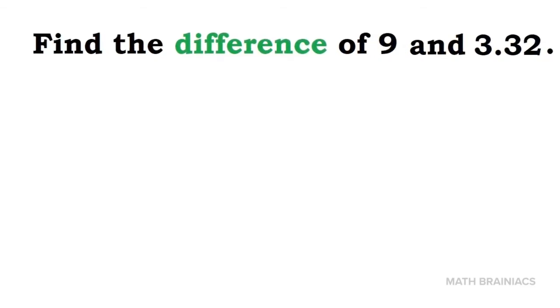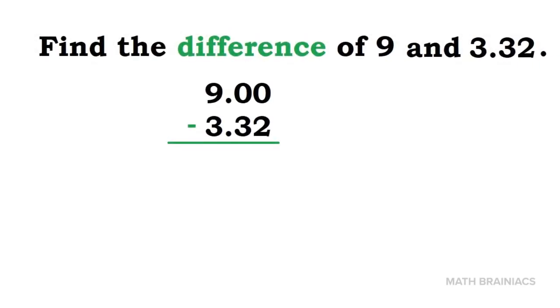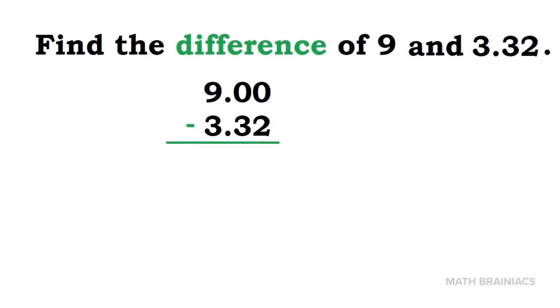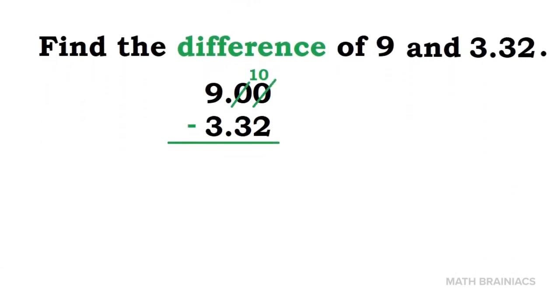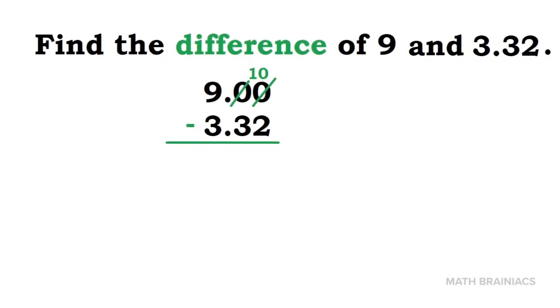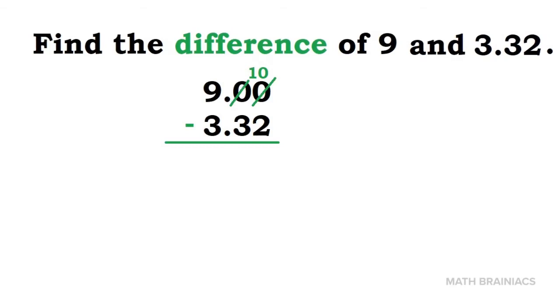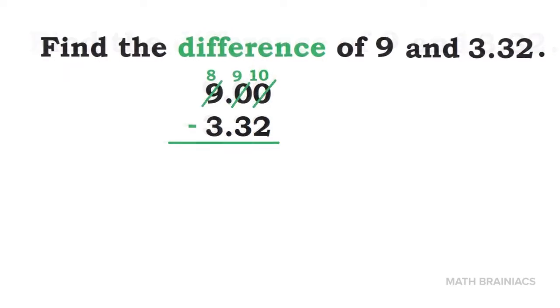Find the difference of 9 and 3.32. We are going to put in 0 so that the minuend and subtrahend will have the same length. Then, we are going to write them down vertically and align the decimal points. Accordingly, we cannot subtract 2 from 0. Therefore, we're going to borrow 1 from the number to the left and 0 will become 10.